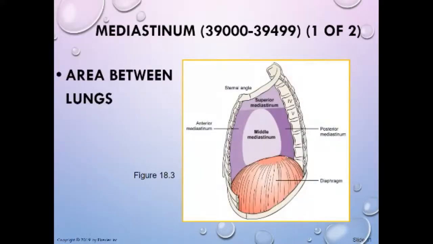Mediastinum, 39000 through 39499. So let's turn there in our CPTs. 39000, mediastinum is the area between the lungs.